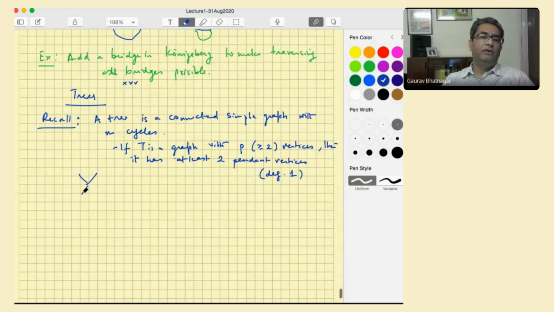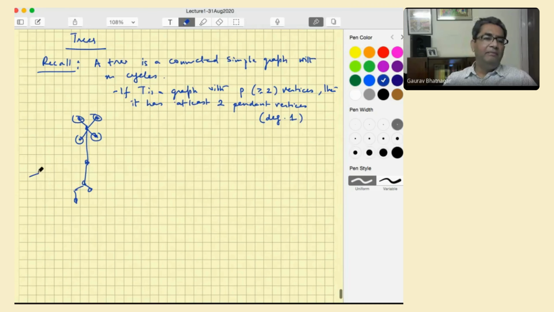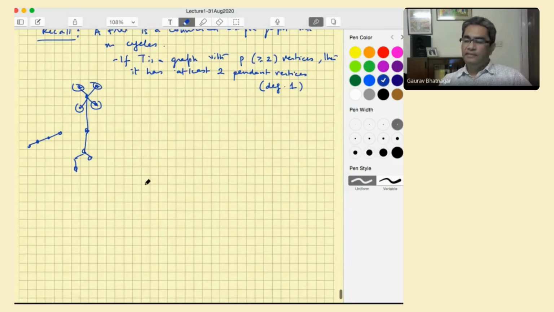All these are pendant vertices. So these are pendant. So a minimal tree will have exactly two pendant vertices. Okay.